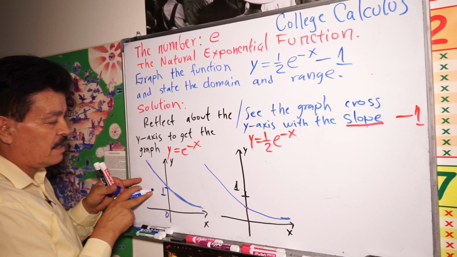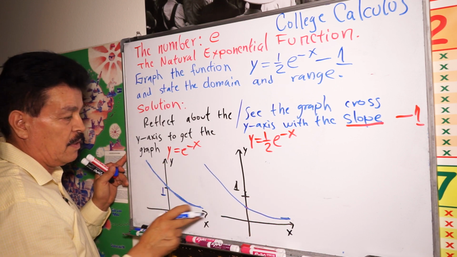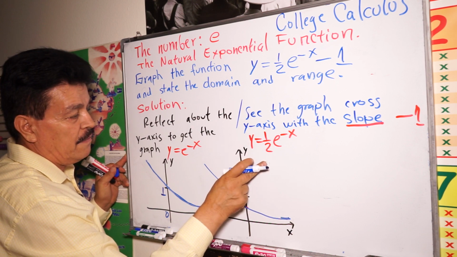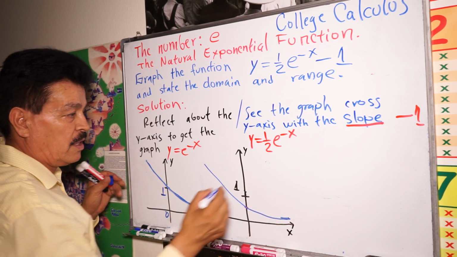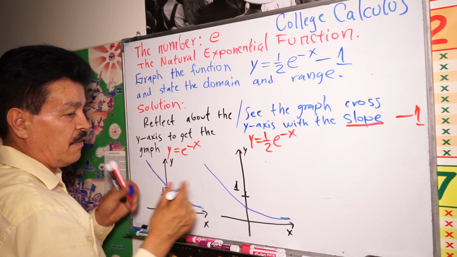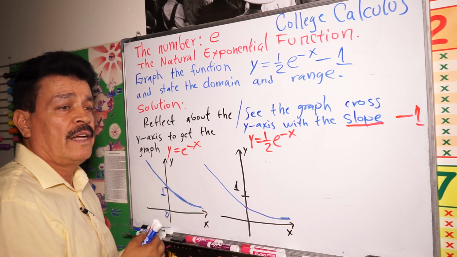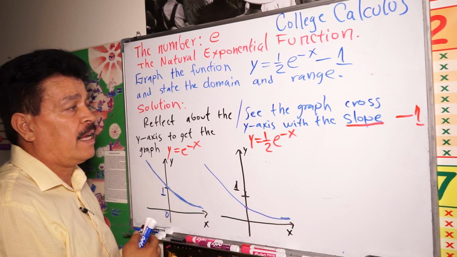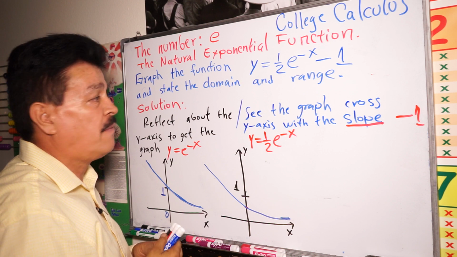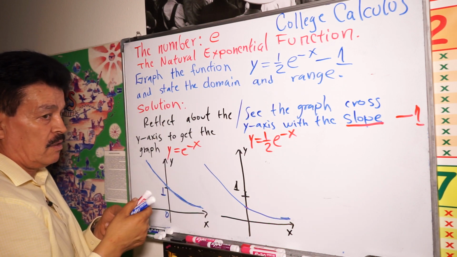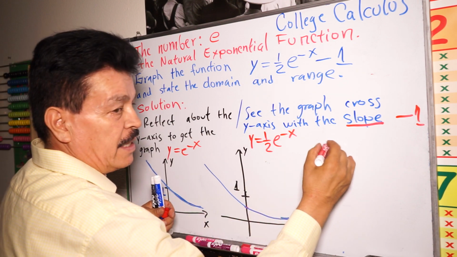So see the difference? This is y equals e to the negative x exponent. So now here is 1/2. This means 1. Here is 1/2 e to the negative exponent. So this graph is a little bit different. So in conclusion, finally we shift the graph down 1 unit to get the graph that we're looking for.